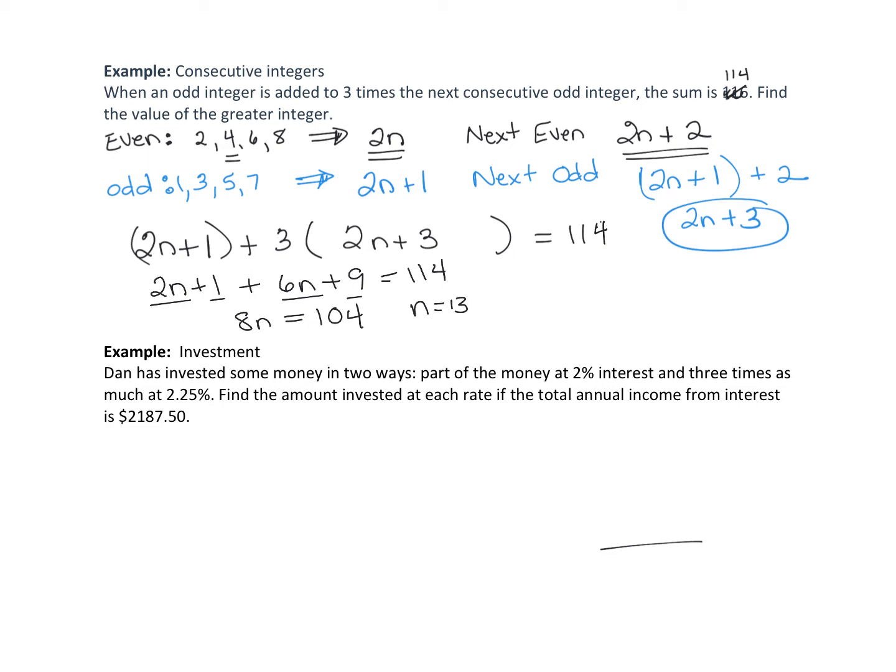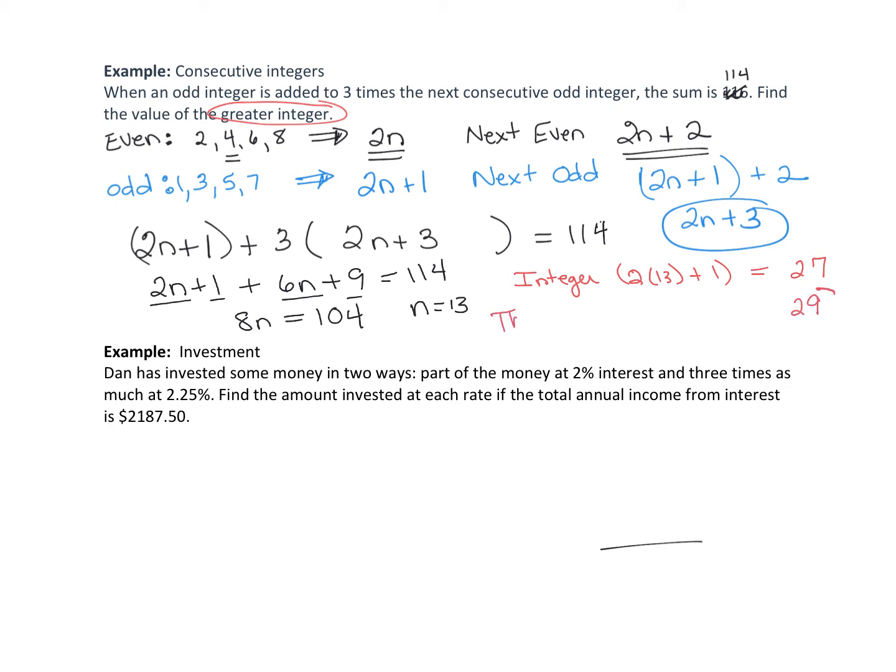Now, the question is find the value of the greater integer. So the integer is 2n plus 1. So 2 times 13 plus 1, or 27. And of course, the next one would be 29.